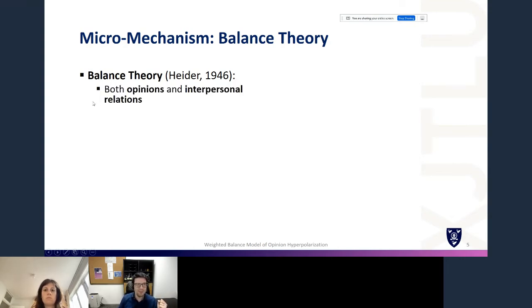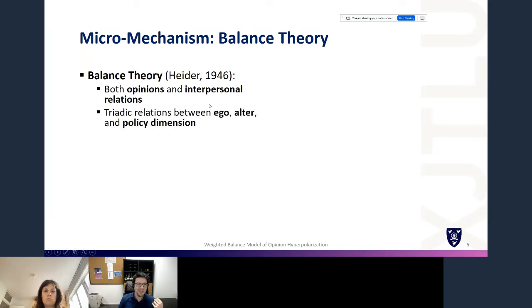Balance theory is concerned both with opinions and with interpersonal relations. And this is also, I think, quite interesting about the theory and about our model: we don't just deal with opinions, with cold cognition, so to say, we also deal with people's relations to each other. So, more human feelings. And both can be modeled in balance theory.